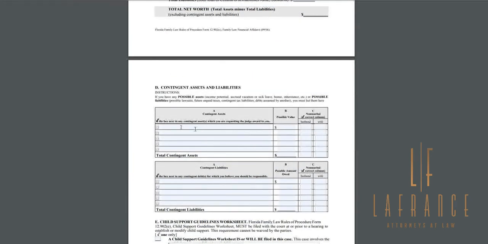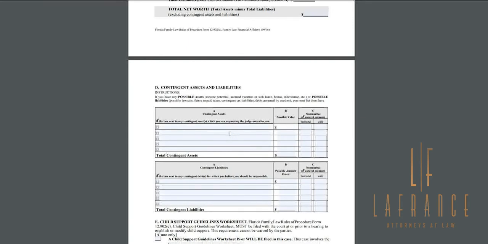Contingent assets. For instance, if you have a personal injury claim and you don't know what the value is, or it's a disputed personal injury claim, you can put down personal injury claim and then possible value. If you don't know, you're going to say currently unknown.